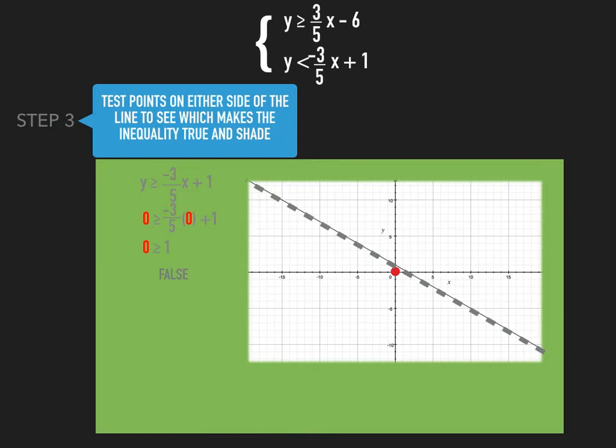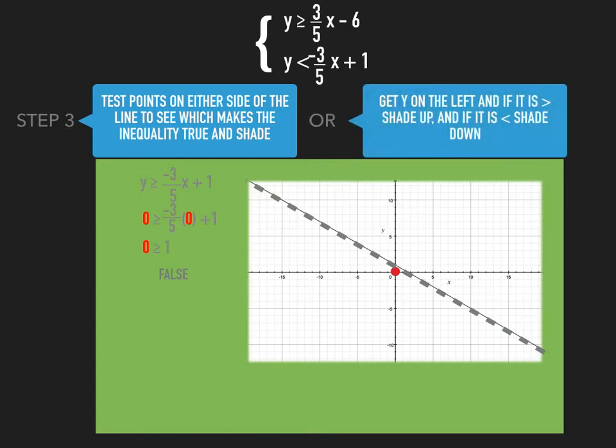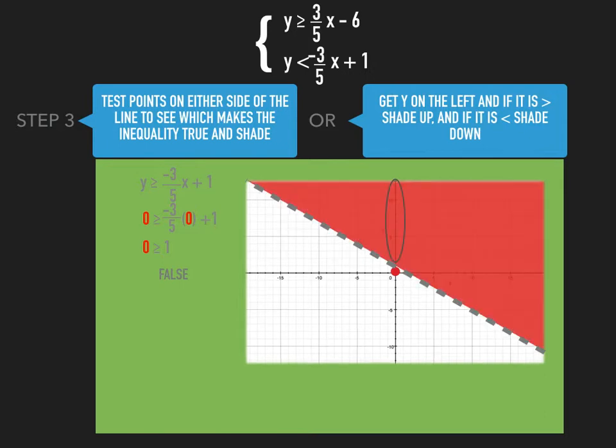This is false. So therefore we know the point 0, 0 is not shaded. So we're going to go ahead and shade that top half. If you're looking at y on the left and you see that y is greater than, we're going to go to our y-intercept and look for values greater than, which are all those values right there, and we know we shade that top half of our line.